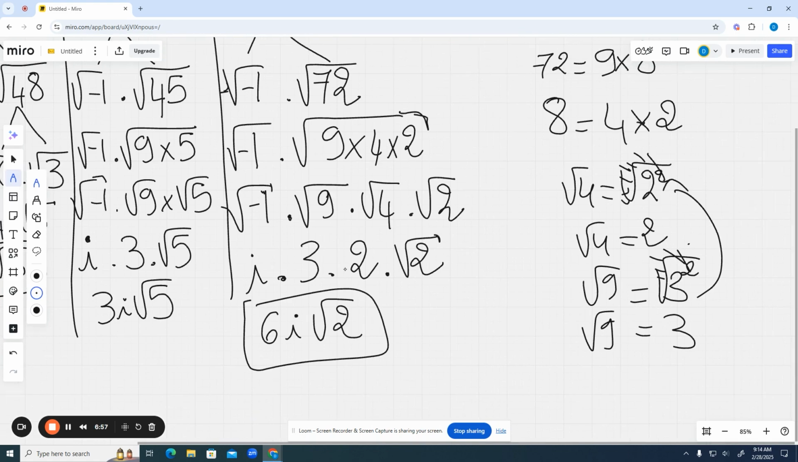And we cannot simplify this further because it's not a perfect square, which is just going to be a leftover.